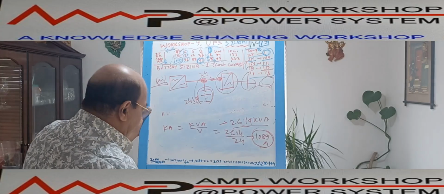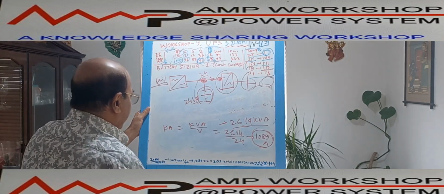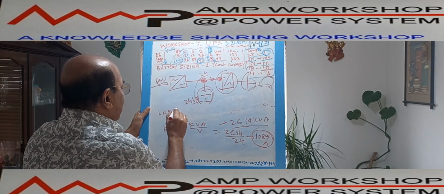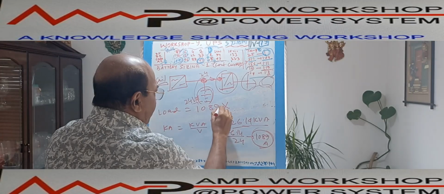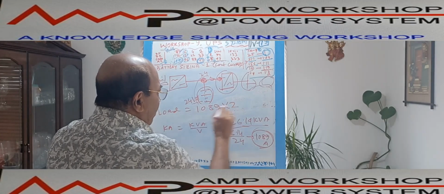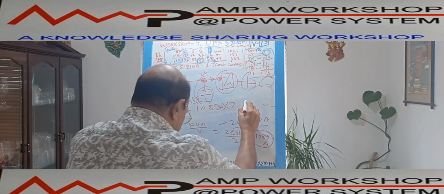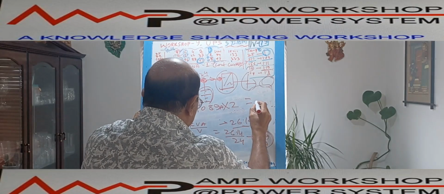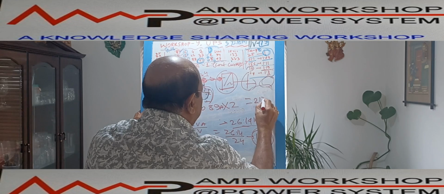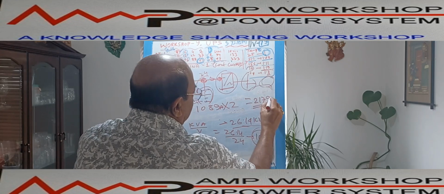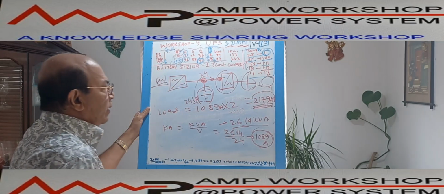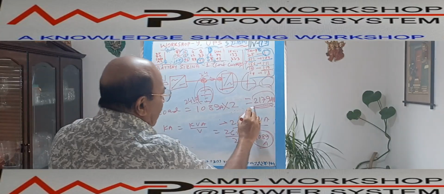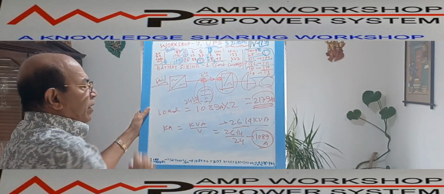Now if I calculate how much ampere hour I need, the required ampere hour, or load ampere hour, is equal to 1089 ampere into 2 hours. It gives approximately 2179 ampere hour required. So this amount of load ampere hour has to be delivered by the battery to the inverter.